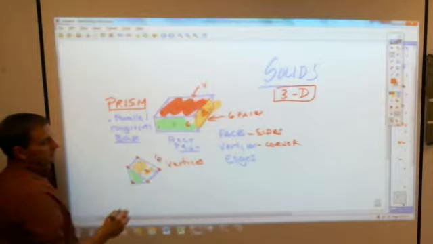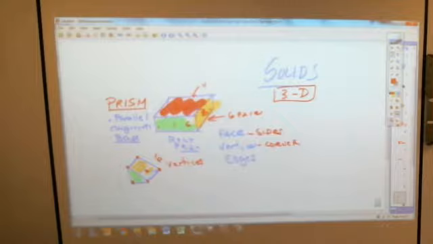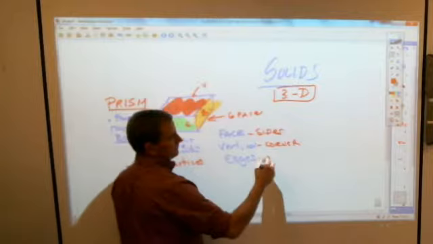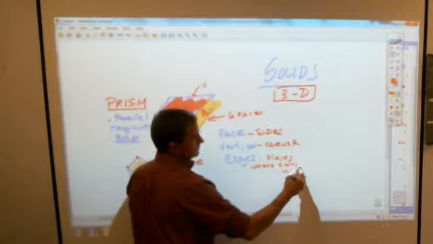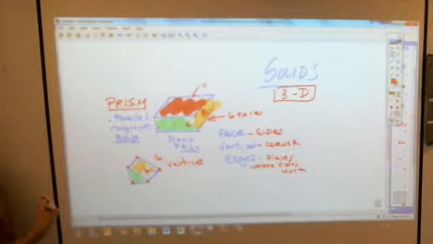And then an edge is a little harder to define. Prisms have edges. Joseph, an edge is? The lines. Kind of. It's the places where sides meet. I spell meet right? M-E-E-T, right? Yes. The other meet.